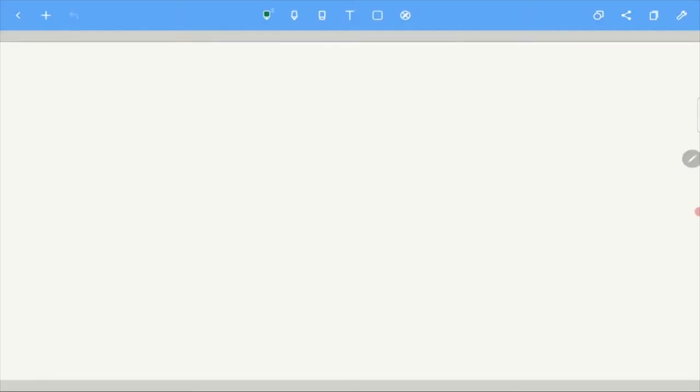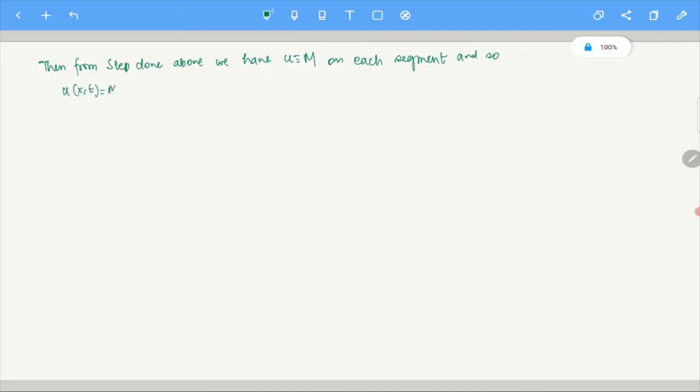Now if that is the case, then from the step done above, we have U is equivalent to M on each segment, and so U of (x, t) must be equal to M. Is it clear? See, what am I saying here?